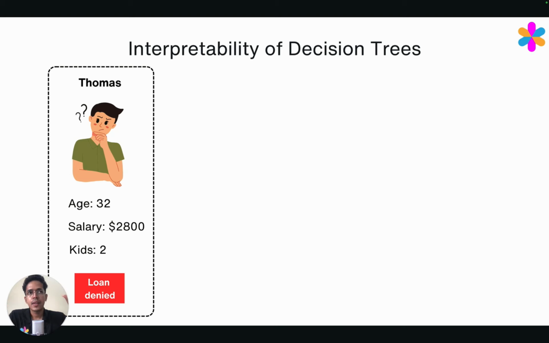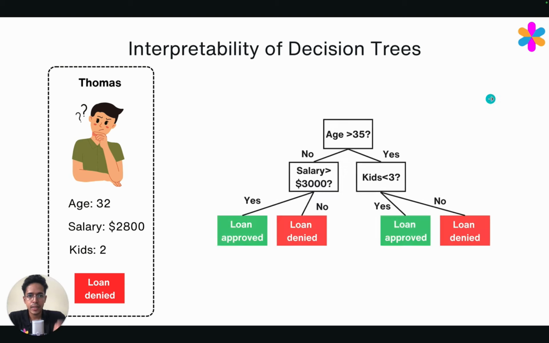Even if we know the accuracy percentage of the decision tree, and we know it is very highly accurate, we kind of know that this was a good decision. But we still want to explain to Thomas the reason behind why this decision was made in the first place. Then all we need to do is look at the decision tree.